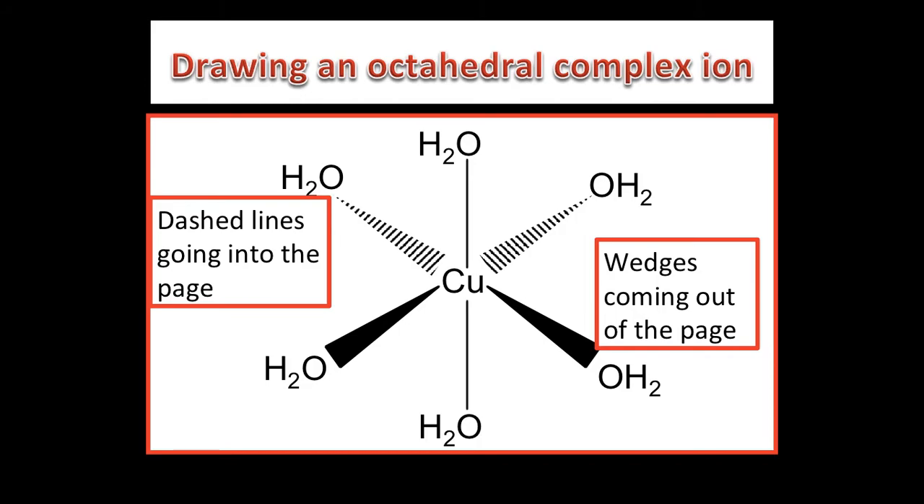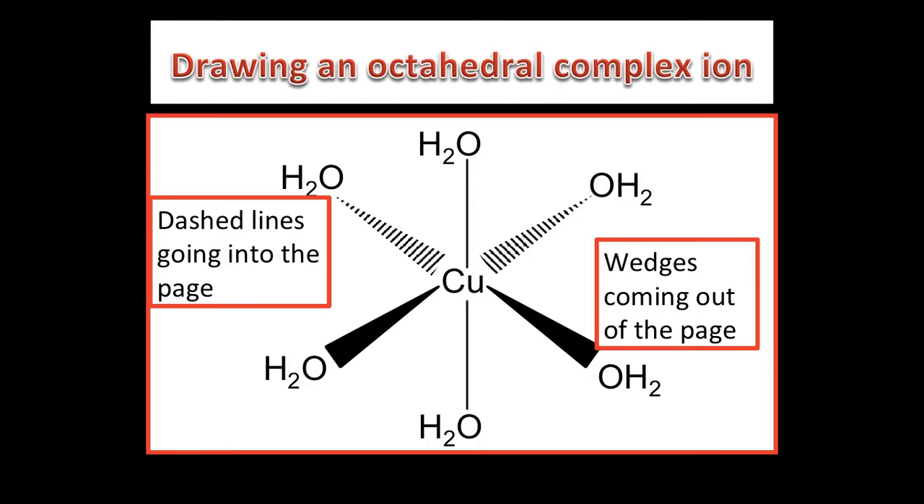If you're asked to draw this in an exam question, this slide is exactly how it needs to be drawn. 2 vertical bonds above and below the copper, 2 wedged bonds coming out of the paper towards us, and 2 dashed bonds going back into the paper. Note that this is drawn with the oxygen forming the coordinate bond with the central copper ion, not the hydrogens of the water molecule.